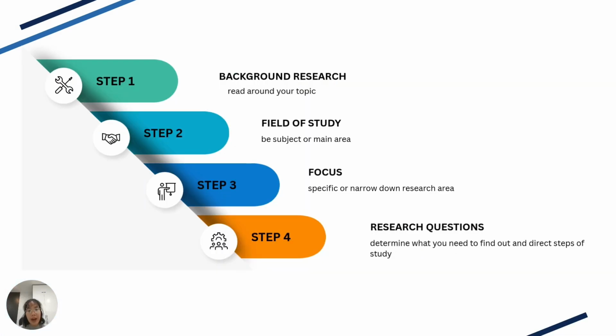And to identify exactly what you want, we have 4 steps. The first one, background research, by reading around your topic. The second one is field study. It is the subject or the main area you have to identify. The next one, you have to focus on the area that you want to research. And the last one, you have to make some questions to know exactly what you want.